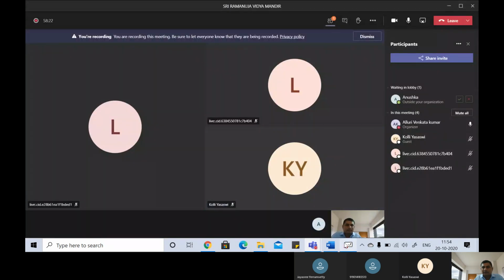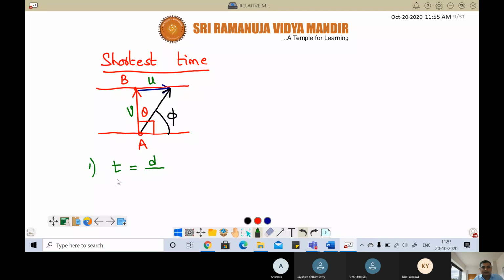What is the time formula? Tell me, the minimum time formula. D by V sin theta, sir. But theta is 90, no? Yes, sir. So D by V. Second, what is the drift? Drift is U plus V cos theta into D by V sin theta. So that is U into D by V. Either you can remember like that or like this also.